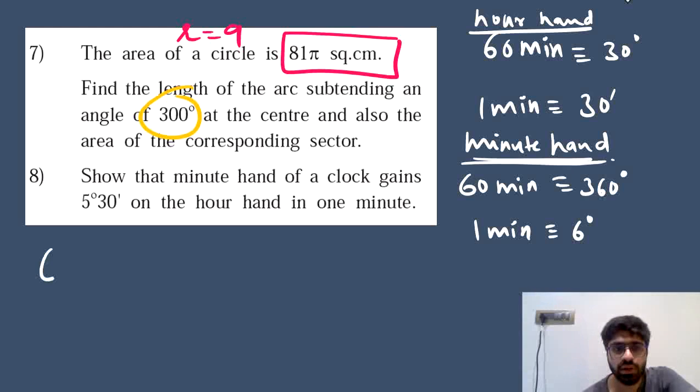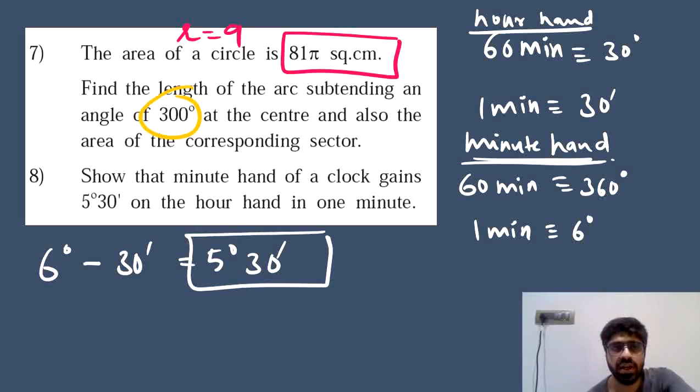So in 1 minute, the angle traced by the minute hand would be 6 degrees and the angle traced by the hour hand would be 30 minutes. So the extra angle traced by the minute hand is 6 degrees minus 30 minutes, or 6 degrees minus half a degree, that is 5.5 degrees, or 5 degrees 30 minutes. So that's all you had to show in the 8th question. With these calculations it is very much clear that yes, the minute hand covers an angle of 5 degrees 30 minutes extra than the hour hand in 1 minute.